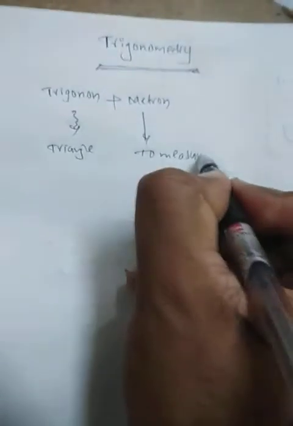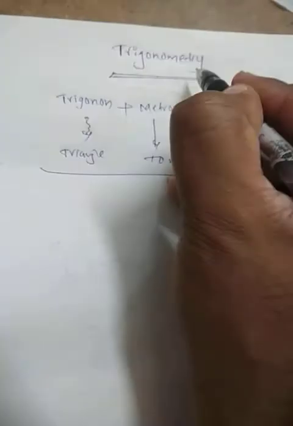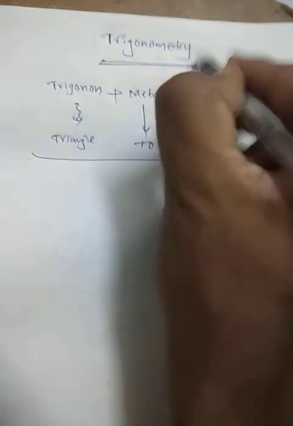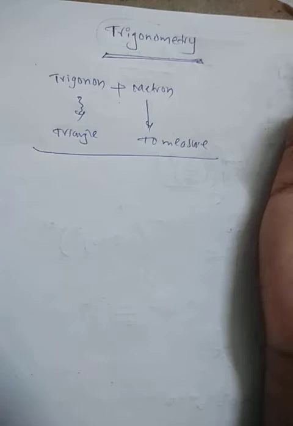So trigonometry is a basic word. It is derived from two words, trigonon plus metron. Trigonon means triangle. Metron means to measure. So to measure the triangle means to measure the different properties of the triangle, or the different relations between the sides and the angles of the triangle. We are going to use trigonometry.